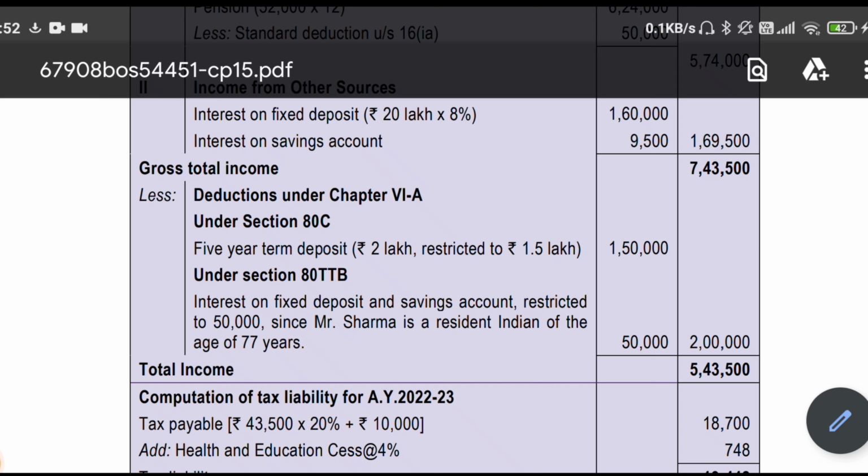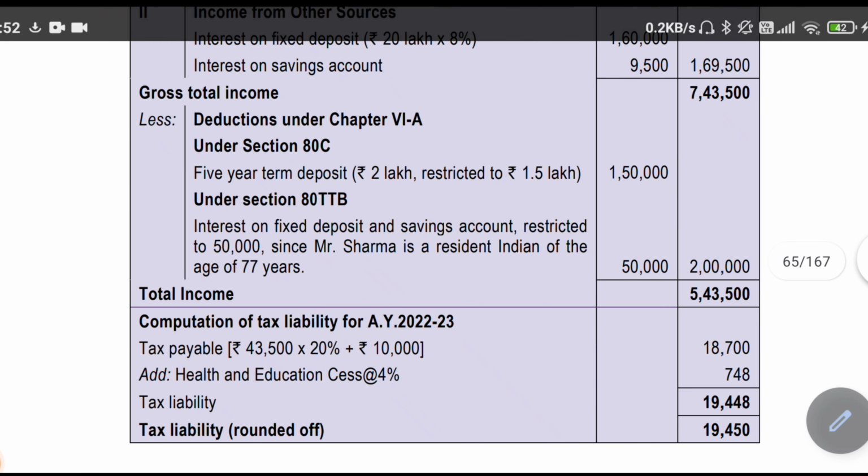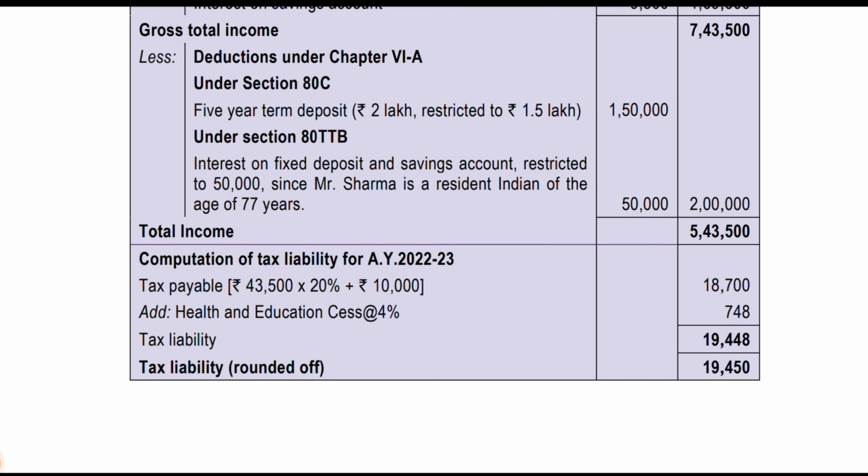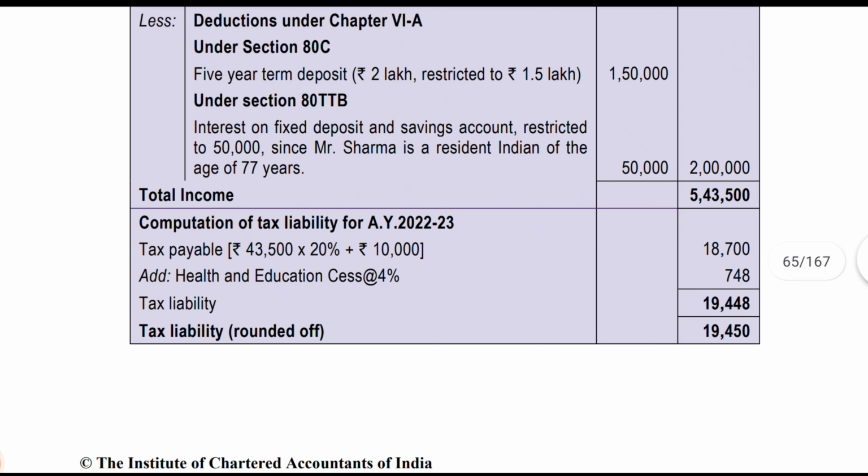So we can calculate tax on that: 8,700 plus 10,000 on that up to 5 lakh part, right? So total tax payable will be 18,700 plus health and education cess. So 19,448 we can round off, 19,450 is the total tax payable, right?